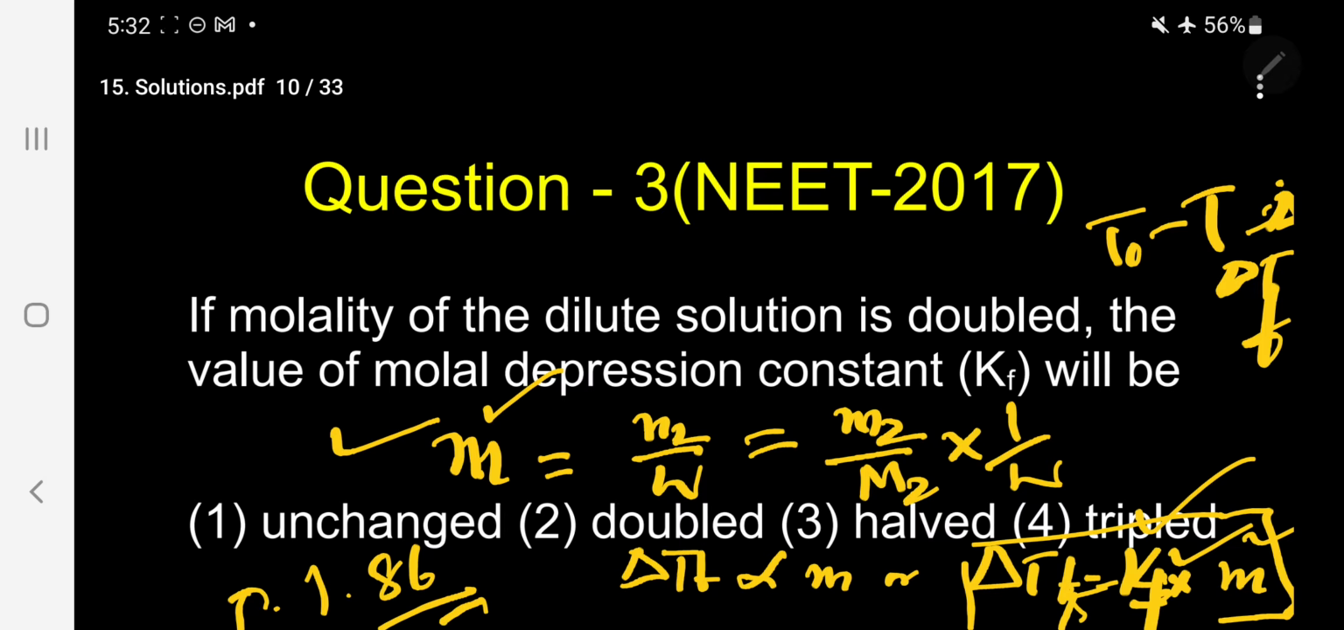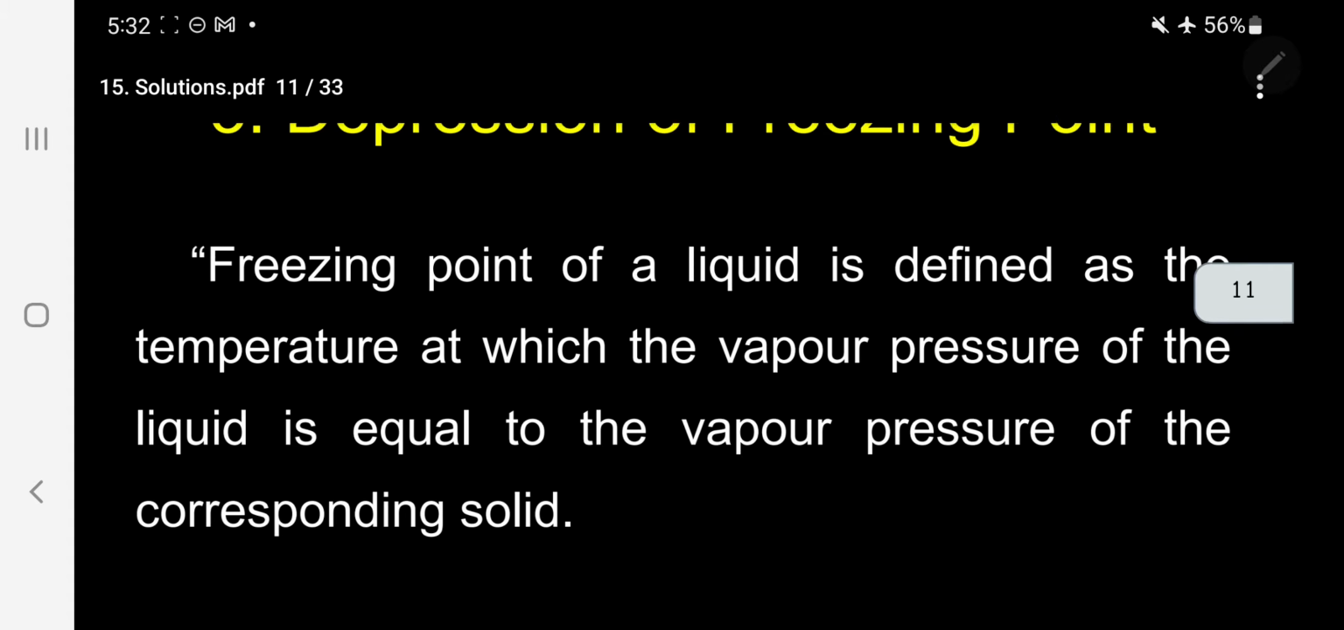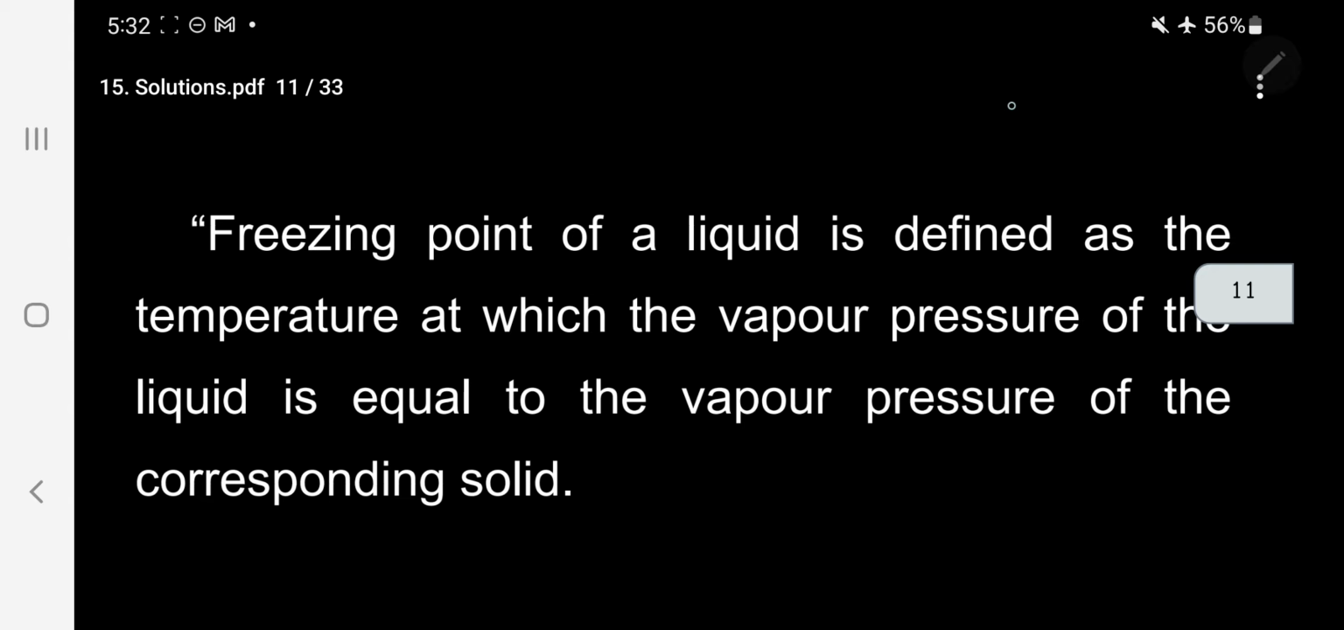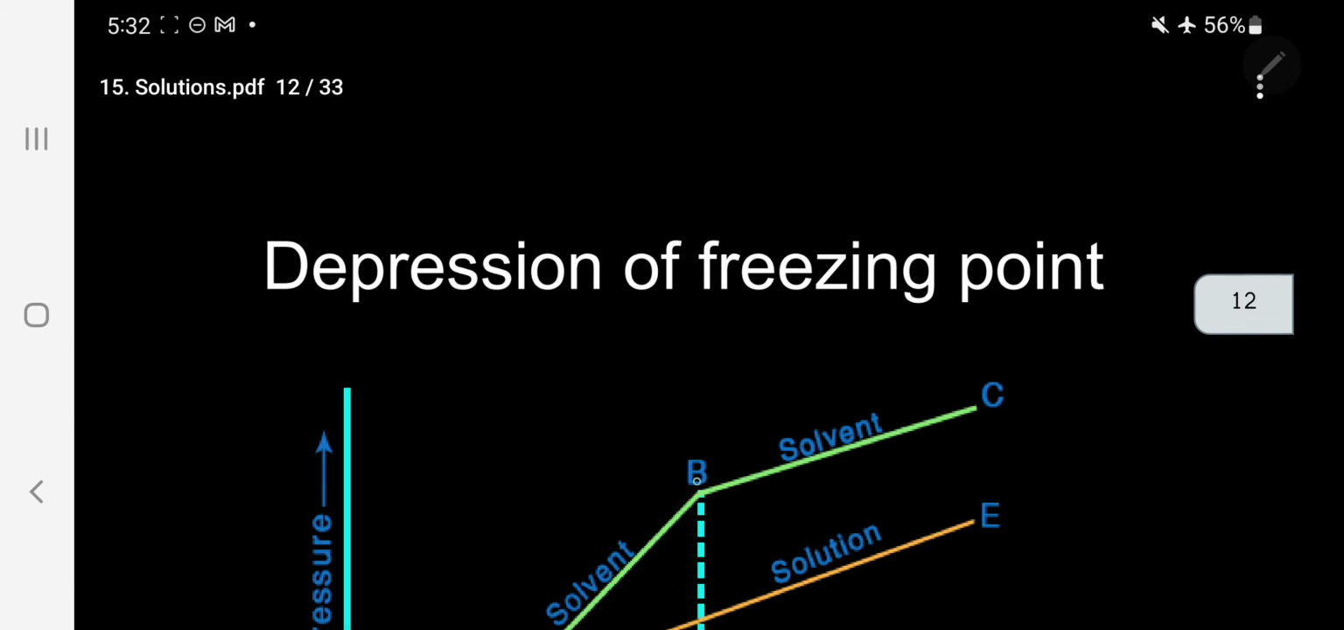This is the idea. So now the answer is with you. Let me go for the caption now. Kindly follow. I am giving some information. See here, the freezing point of a liquid is defined as the temperature at which the vapor pressure of the liquid is equal to the vapor pressure of the solid. This is a theoretical explanation for you.